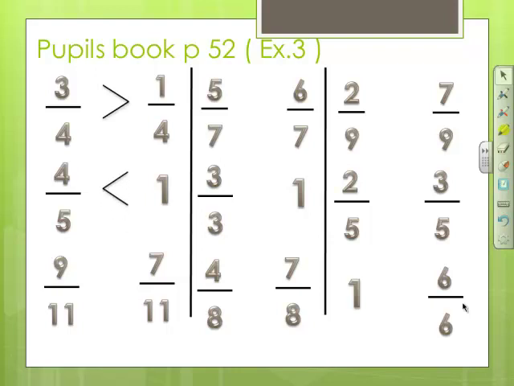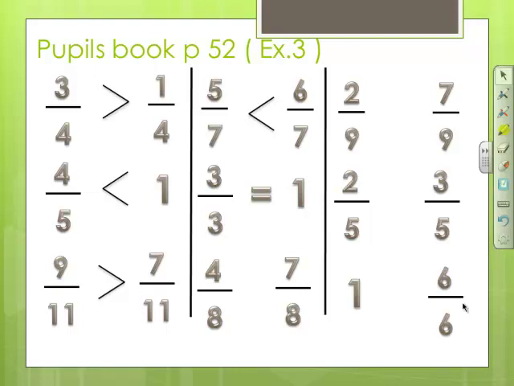9/11 and 7/11, we have the same denominator, 11 and 11. So we will look at the numerator, 9 and 7, 9 is more than 7, so 9/11 is more than 7/11. 5/7 and 6/7, we have the same denominator, 7 and 7, so we will look at the numerator, 6 is more than 5. Here we have 3/3 and 1. We know that 3/3 means 1. So the sign here will be equal.